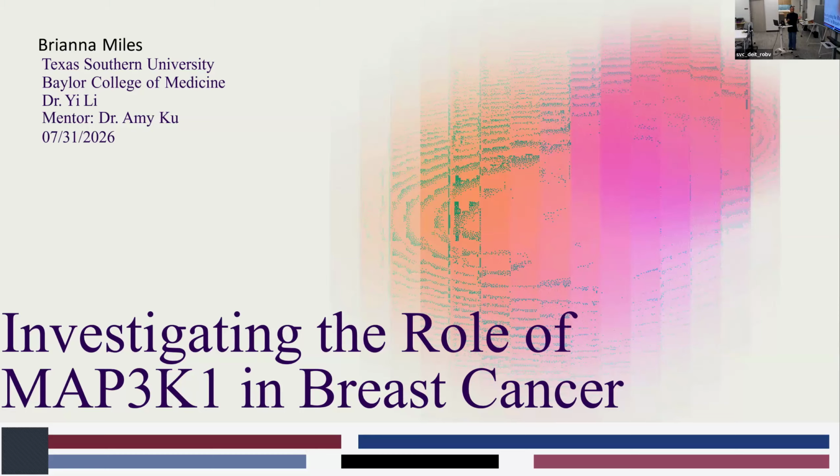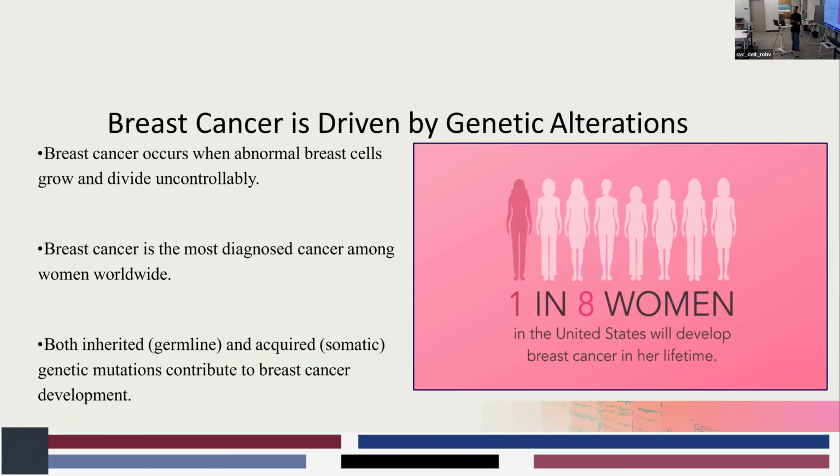But today I'm going to be talking about investigating the role of MAP3K1 in breast cancer. So what is breast cancer? Breast cancer is a genetic alteration, and it occurs when abnormal breast cells grow and divide uncontrollably. Breast cancer is the most diagnosed cancer among women worldwide. 1 in 8 women in the United States will develop breast cancer in their lifetime. Both inherited and acquired genetic mutations contribute to breast cancer development. And by that, it means that you can get this gene from a parent, or you can acquire it over time, which is why it's so important to get those annual visits and annual checkups to make sure everything's okay as women age.